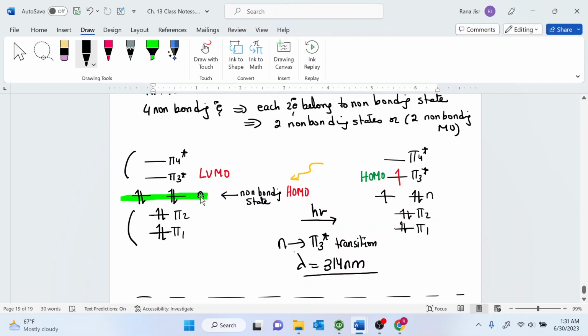So now the highest occupied molecular orbital is the n. So if you do a UV excitation, then your transition is going to go from the n to the pi 3 star. And now your pi 3 star is going to be the lowest unoccupied molecular orbital in there. Since n is a higher energy state than pi 2, then we are expecting the transition from n to pi 3 star to be at a higher wavelength than the transition from pi 2 to pi 3 star.